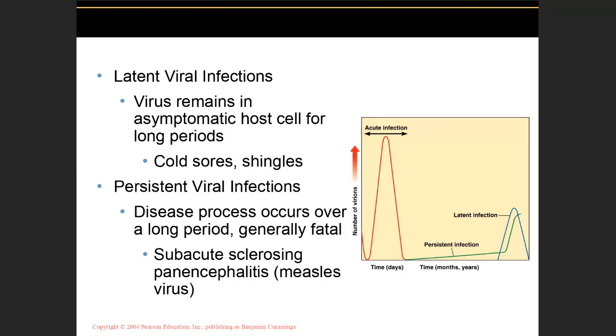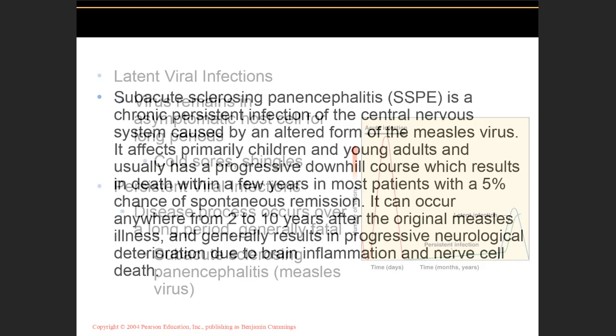And so I know there are always some students who want to know more about subacute sclerosing panencephalitis, like Bryant. I know he's just dying to learn more about it, so here you go.